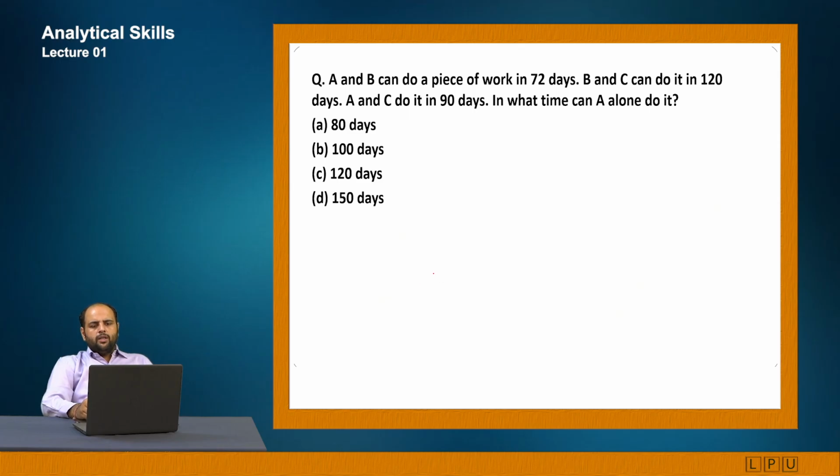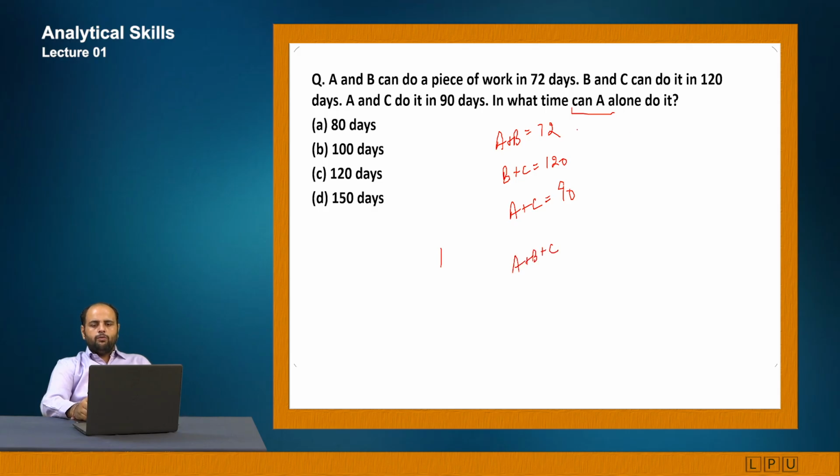Now, similarly, what will be the next question? He will be saying A and B can do a piece of work in 72 days. The question is given that A plus B is doing a work in 72, B plus C is doing the work in 120, and similarly A plus C is doing it in 90 days. Now he will ask in what time A can do the same piece of work alone. That means we have to find out A, but before finding A, we have to find out A plus B plus C.